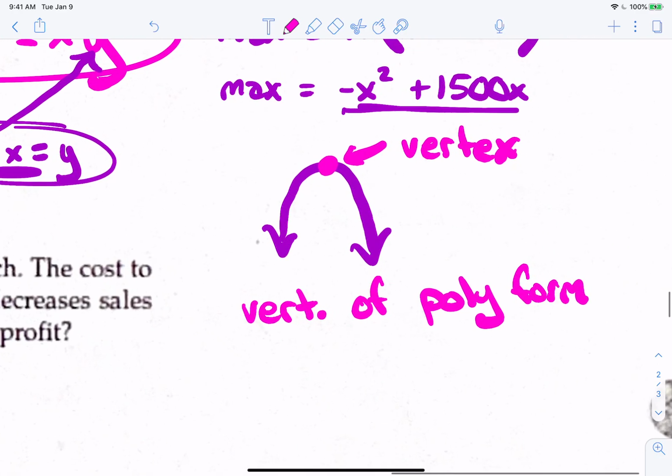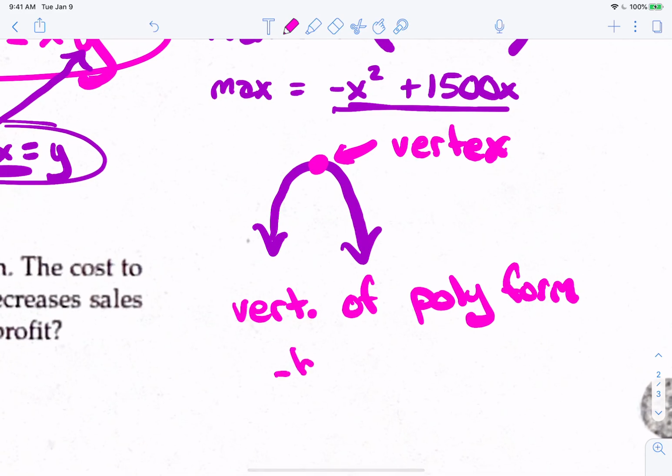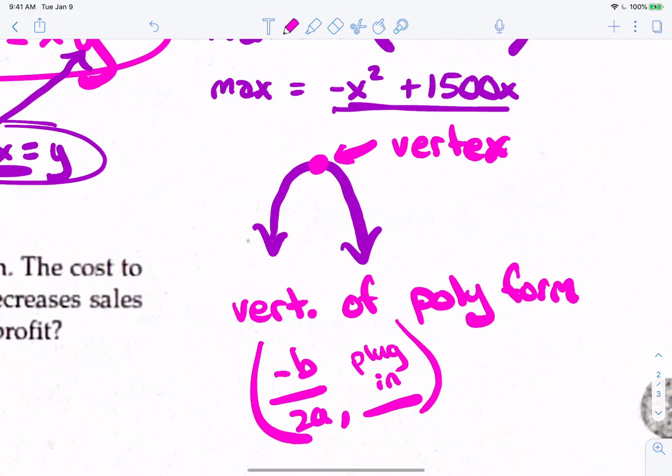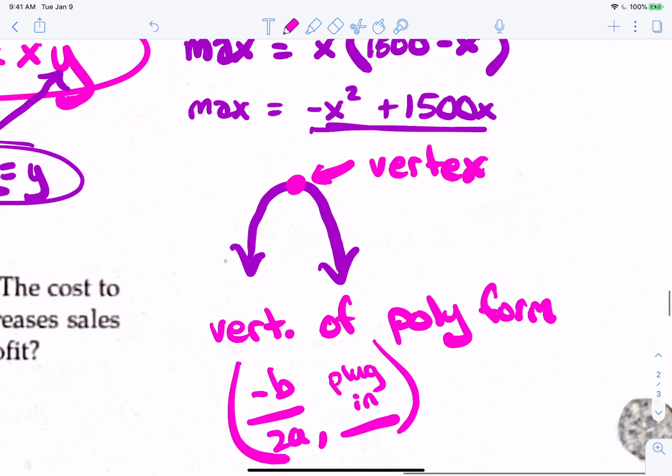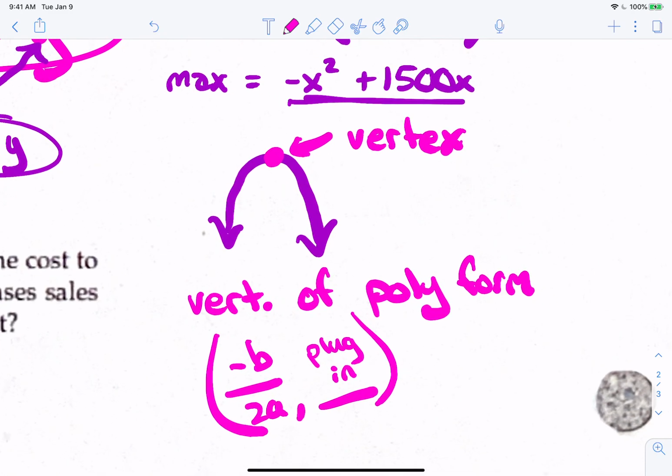Nope, that is factored form. For polynomial form, it's negative b over 2a, and then you plug it in to find the y coordinate. That's the formula. Negative b over 2a, and then you plug it in. Negative b is going to be negative 1,500. Yep. Are we doing okay? Am I going too fast? No? Okay, so she said negative b.